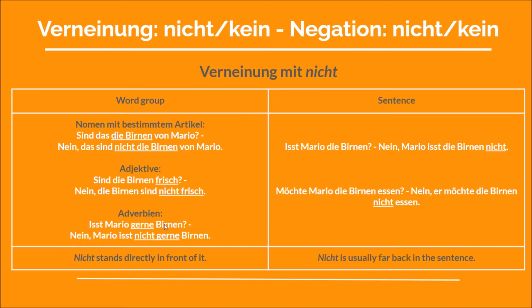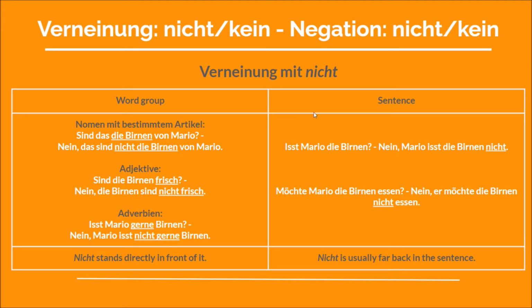Isst Mario gerne Birnen? Does Mario like to eat pears? Nein, Mario isst nicht gerne Birnen. No, Mario doesn't like to eat pears. So, in those situations, nicht always stands directly in front of the word group.